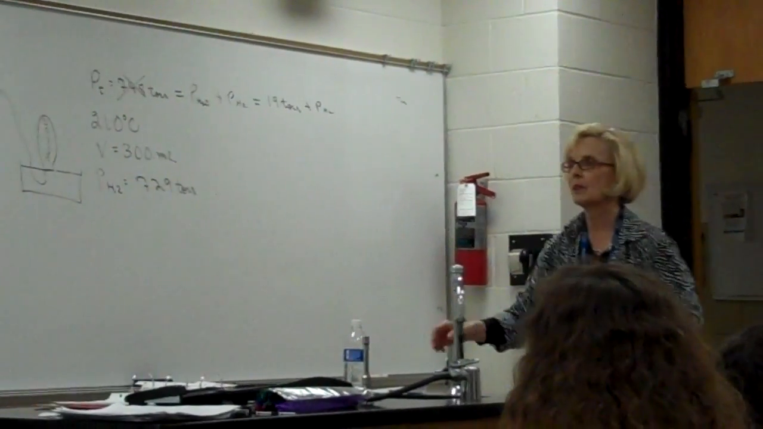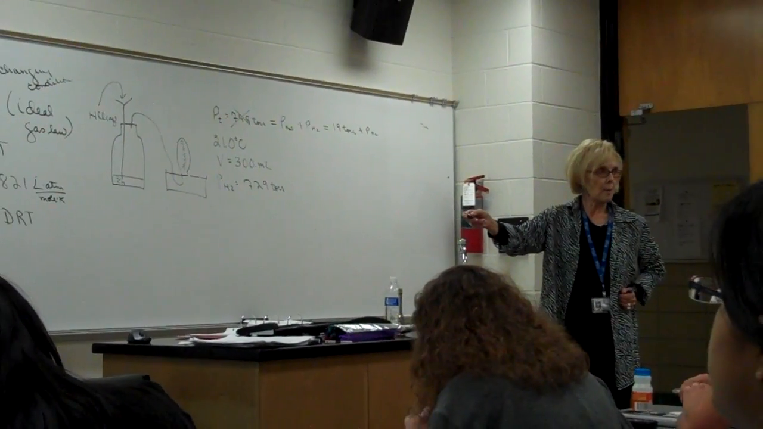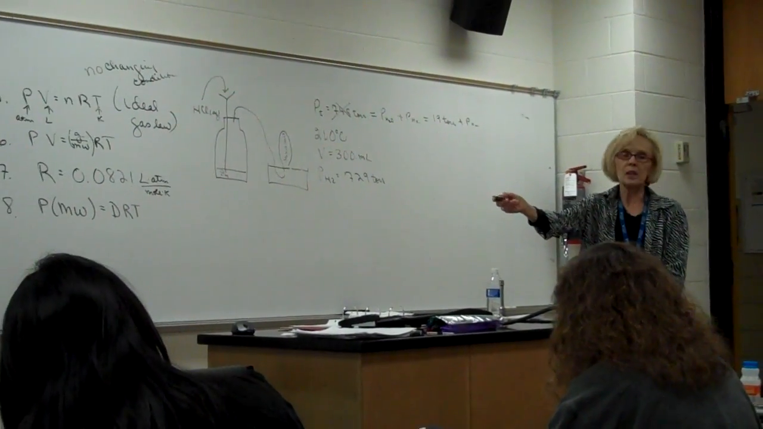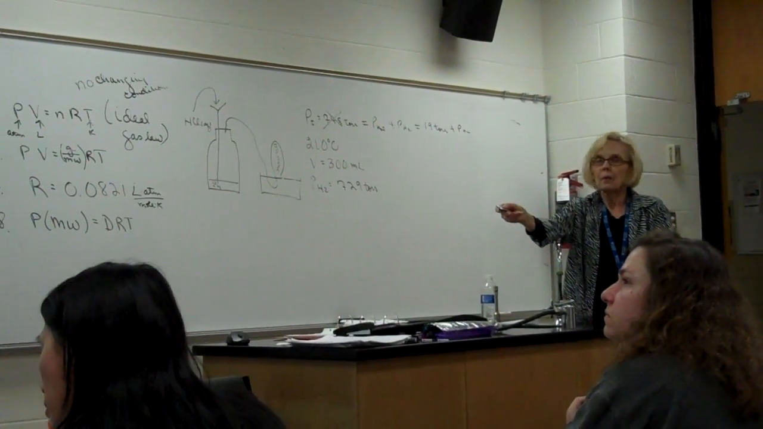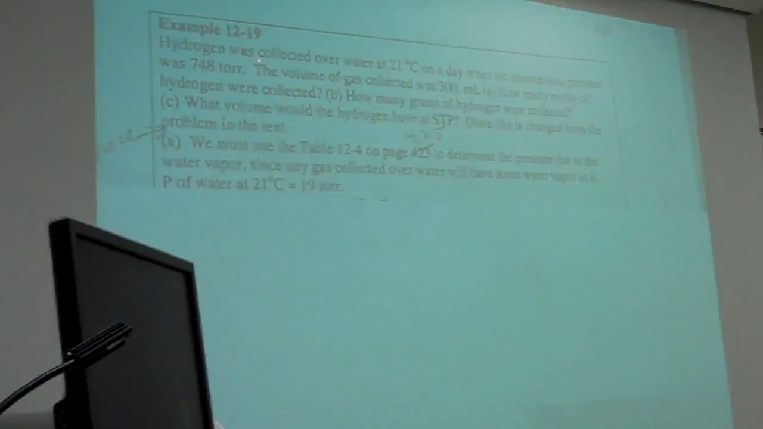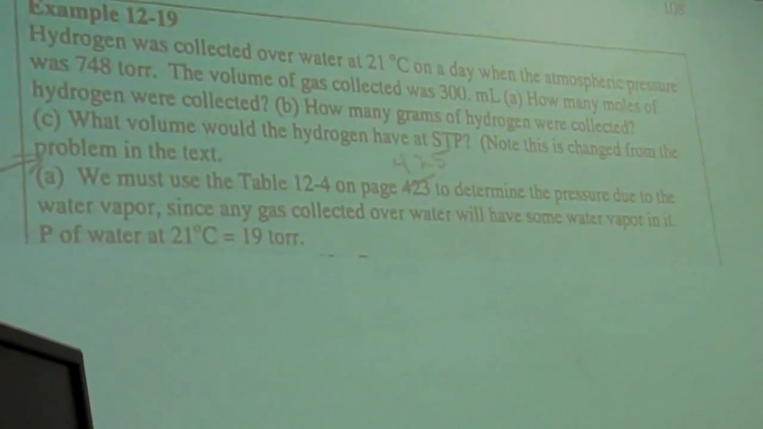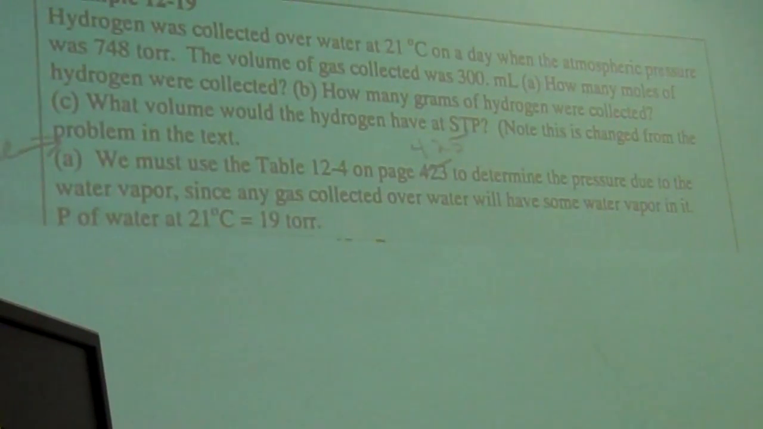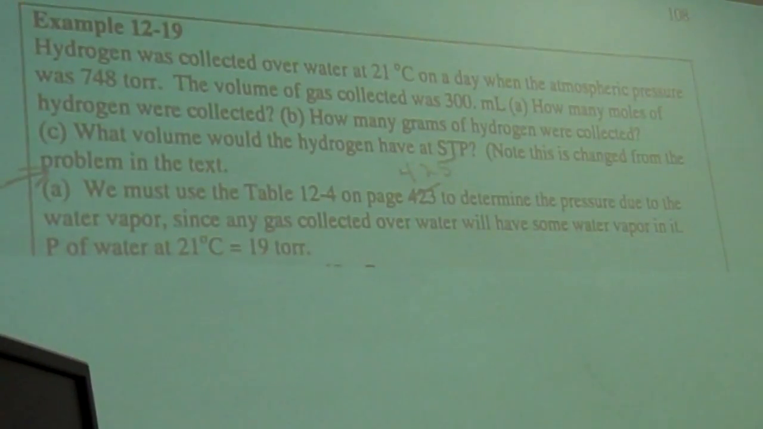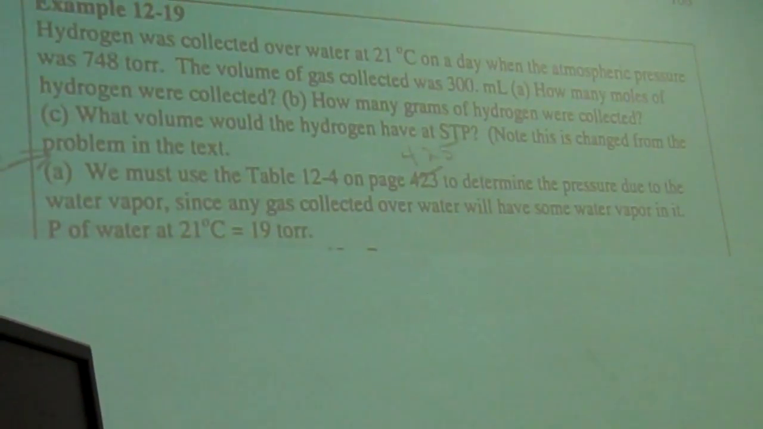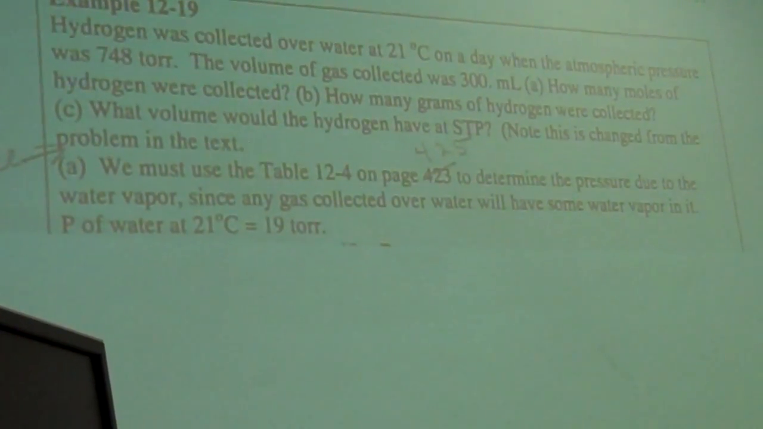Okay, now let's try to paw through all of this stuff here. Okay, let's go back to the top, because this one is always long to read, so it looks overwhelming. Okay, so we have hydrogen was collected over water at 21 on a day when atmospheric pressure was 780 torr. The volume of the gas collected was 300. Okay, here's where it's saying, how many moles of hydrogen were collected? Don't even look on to part B. Just look at A. How many moles of hydrogen were collected?